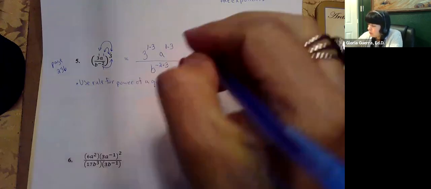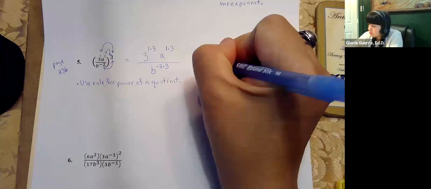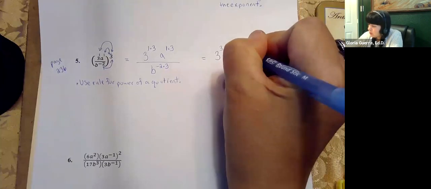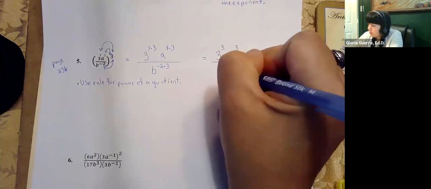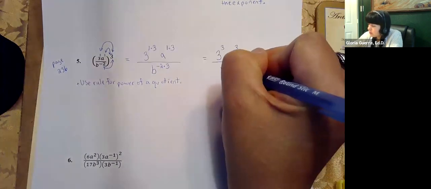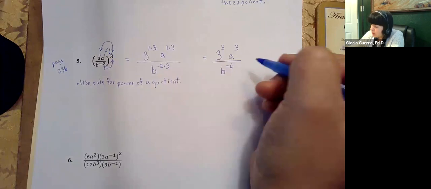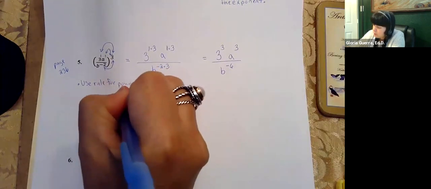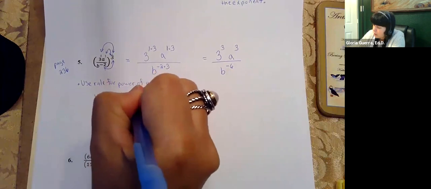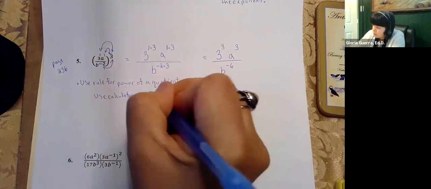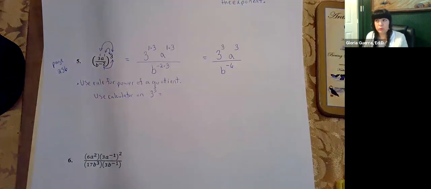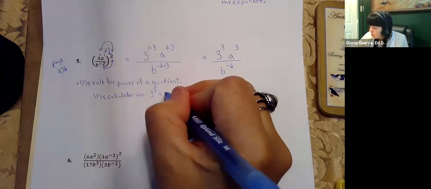So on the 3, 1 times 3 is 3. On the A, 1 times 3 is 3. On the B, -2 times 3 is -6. And then we are going to use the calculator on the 3 cubed. So 3 times 3 times 3. 3 times 3 is 9, and then 9 times 3 is 27.